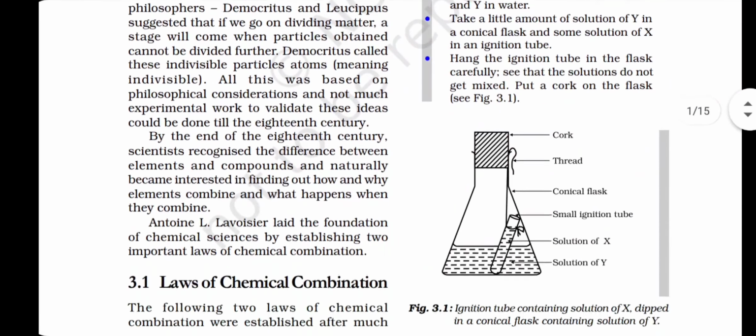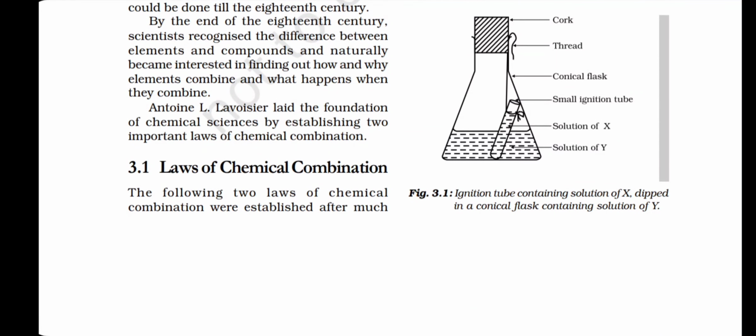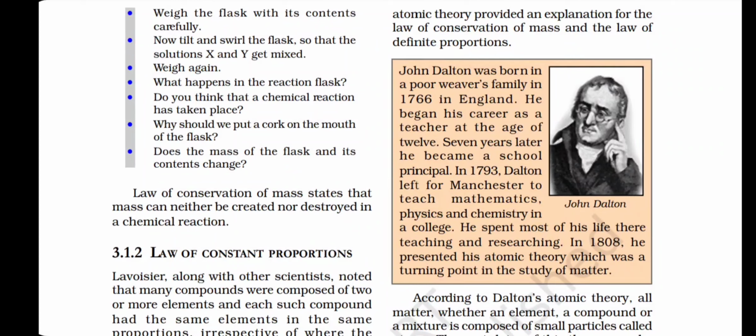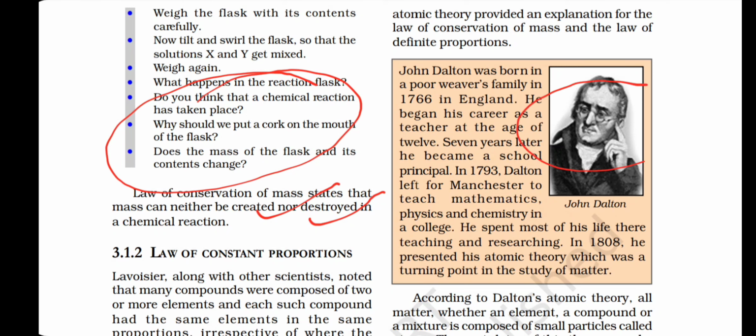Then we come to the laws of chemical combination. We already learned about the law of conservation of mass. So let's give brief information about that. The law of conservation of mass states that mass can neither be created nor be destroyed in a chemical reaction. The total mass of the reacting substances is always equal to the total mass of the products so formed.